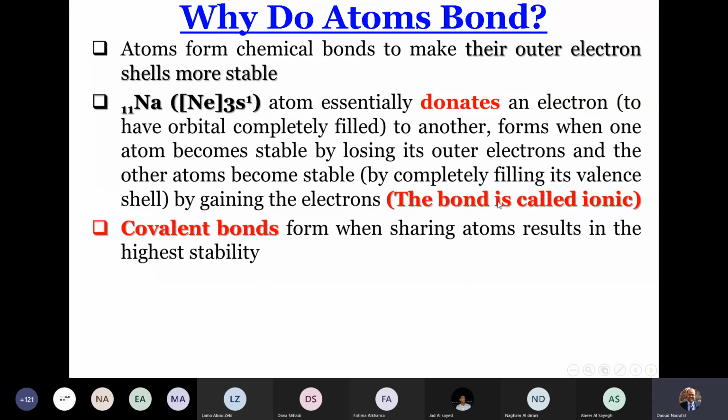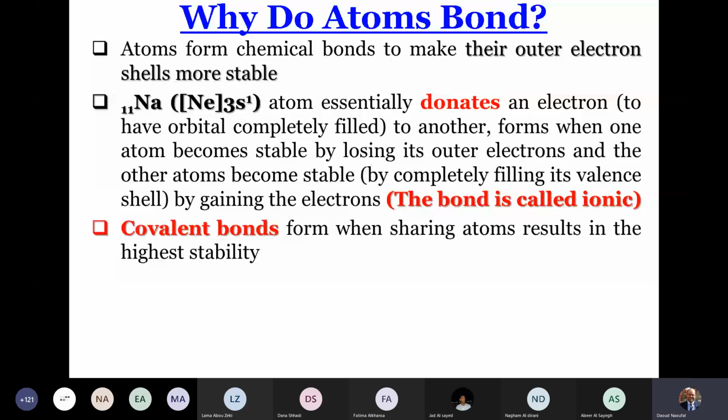The second type of bond is the covalent bond. This is a bond between two atoms that both need electrons. For example, consider oxygen and Cl. The oxygen needs 2 electrons, and the Cl needs 1 electron.